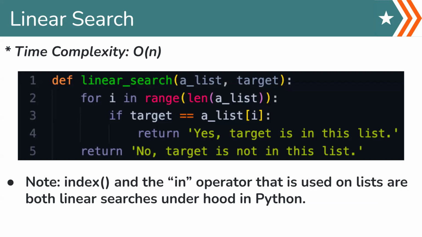So here we have a function where it takes in a list and a target. And it's as simple as going for i in range, then looping through the list, and just comparing if something's there, and then return it.